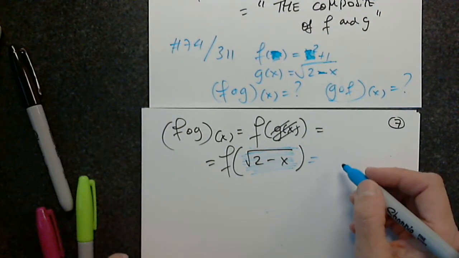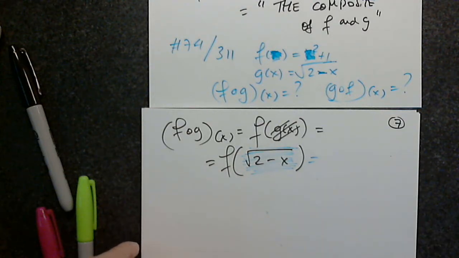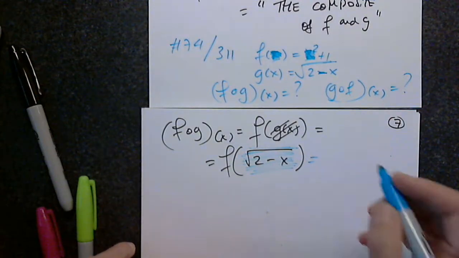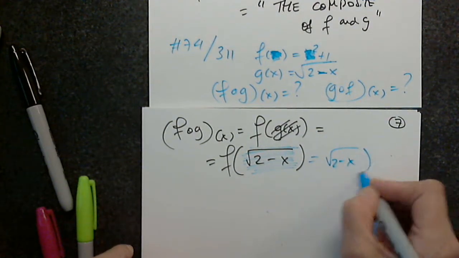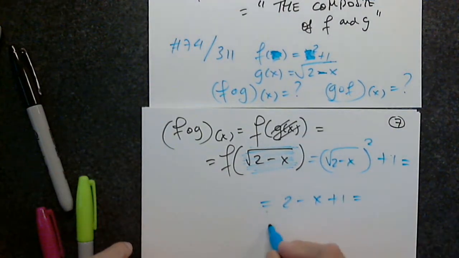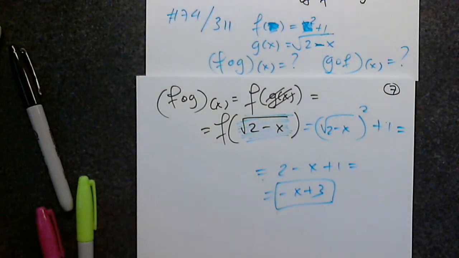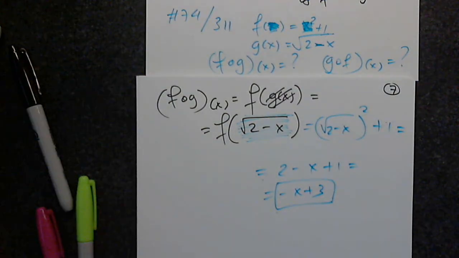So what do I write? Give it a shot. We've done this before, evaluating functions. It was a long time ago. Very good. The square root of 2 minus x, everything squared plus 1, of course, which is 2 minus x plus 1, or negative x plus 3. We've done this a long time ago with the difference quotient. We know how to evaluate a function for anything we can think of.